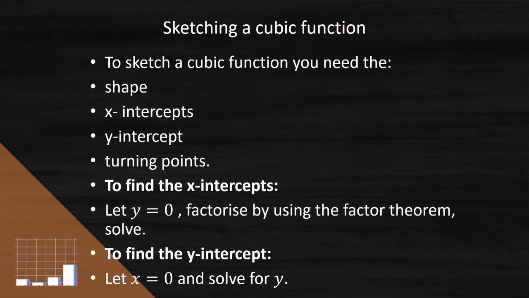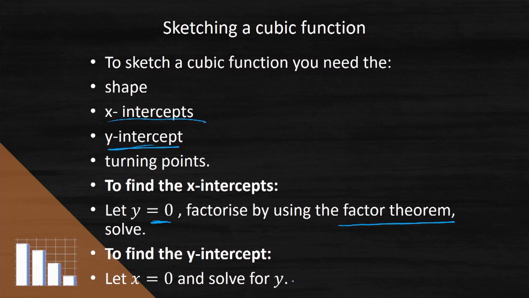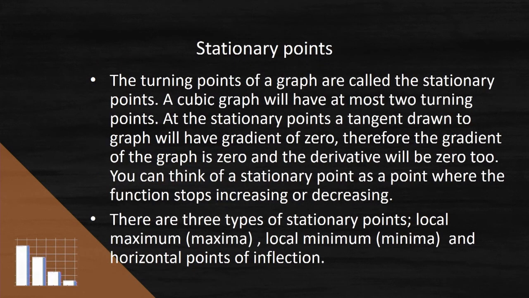So how do we sketch a cubic function? Well, firstly, we look at the shape. If a is positive, we know what the graph's going to do. If a is negative, I've shown you just now what the graph's going to do. You then need to find the x-intercepts. Remember, because we're dealing with a cubic function, we let y equal 0 and we factorize using the factor theorem. We then find the y-intercept by letting x equal 0 and solving for y. And then importantly, we need to find the turning points, which we call the stationary points.